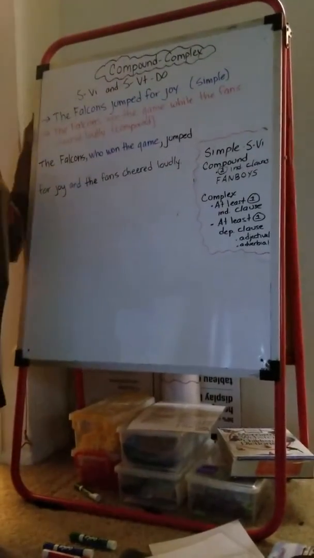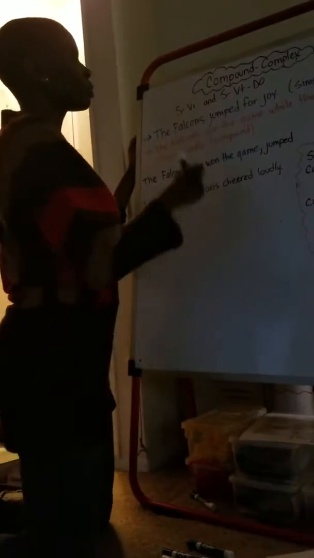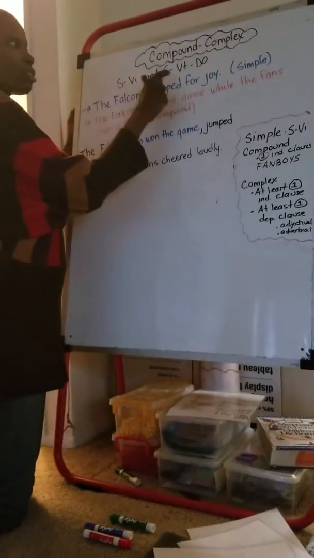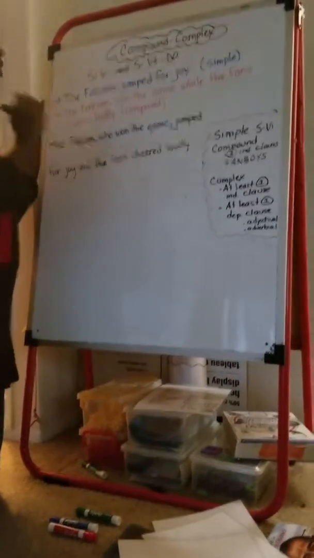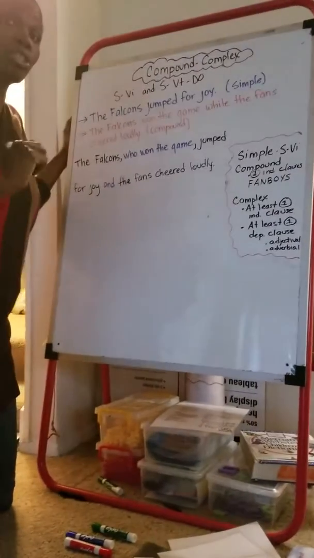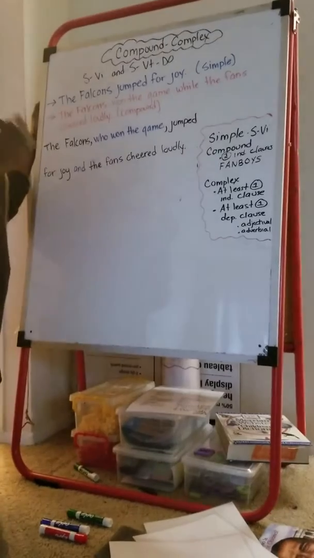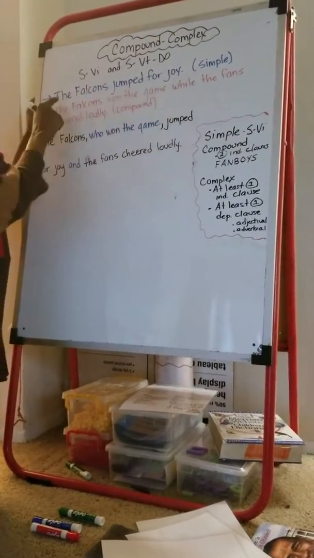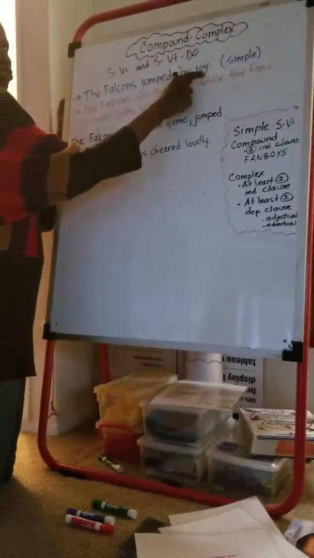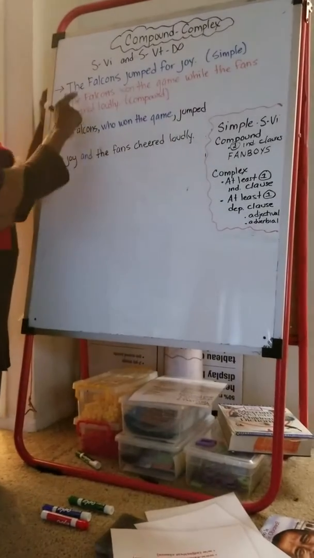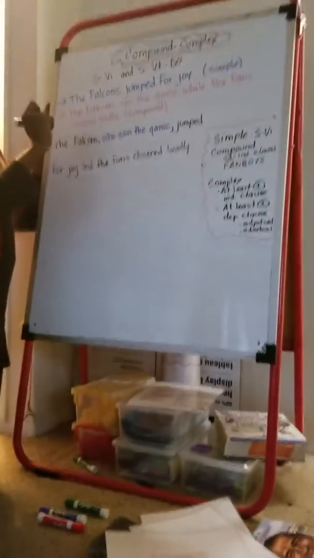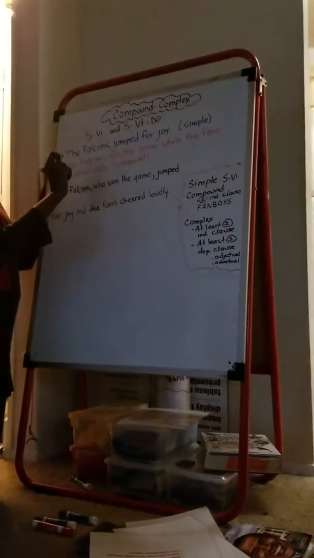This week we're supposed to be working with SVI patterns and SVDO patterns. So I tried to construct that for you to show you how to combine them to make a compound complex sentence. Here, our first sentence, the Falcons jumped for joy. That's our simple sentence, SVI. Falcons is our subject, jumped is our intransitive verb. For joy is a prepositional phrase that modifies jumped.